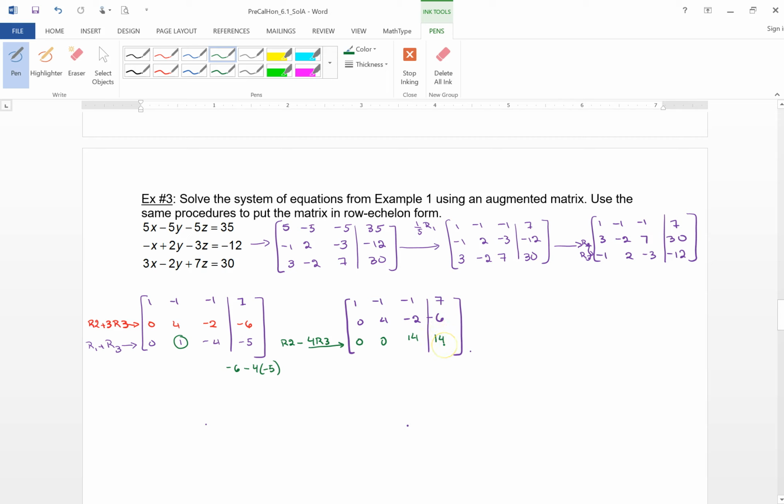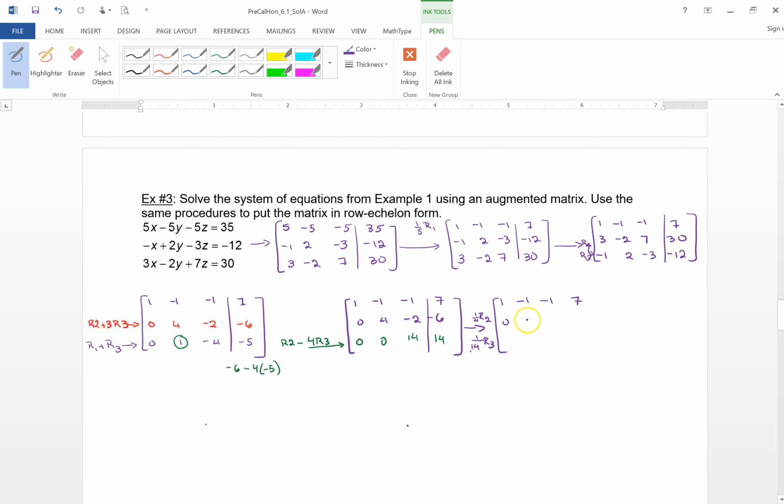Okay, now, oh, look at what we have here. Amazing. So now, is this in row echelon form? No, it's not. Of course not. Now, I need to make these ones, okay? So what I'm going to do is 1 over 4 times row 2, 1 over 14 times row 3. So this first row remains unchanged.